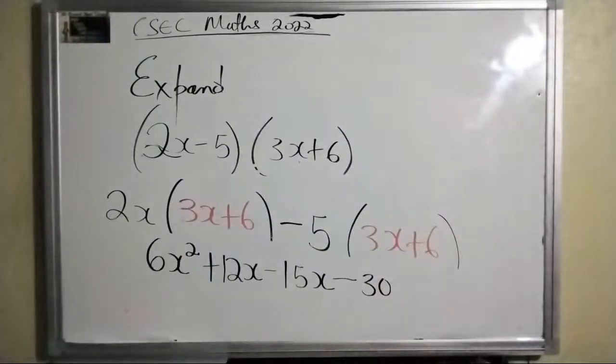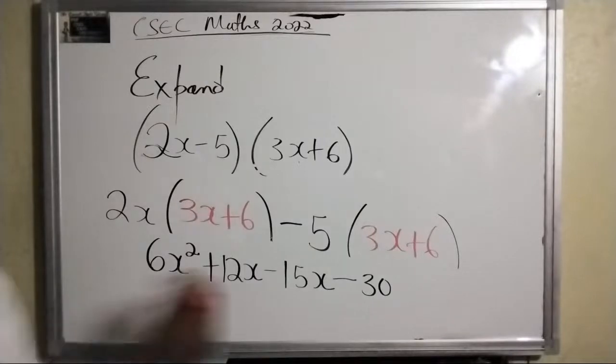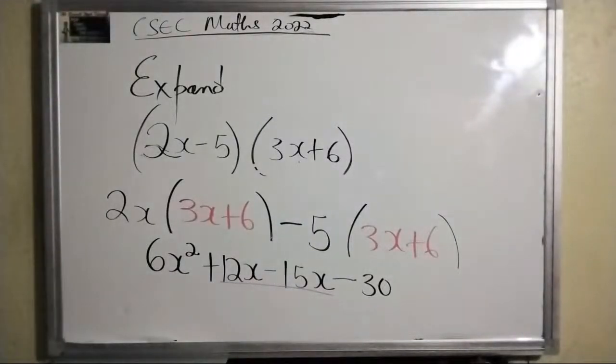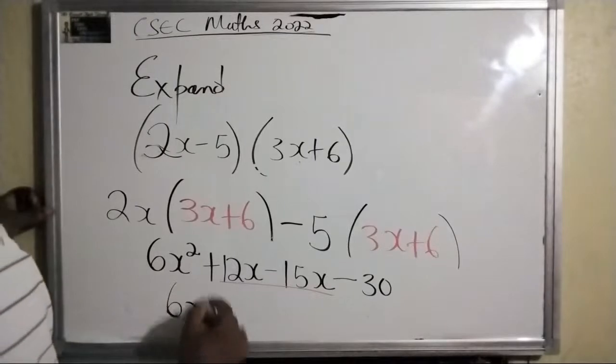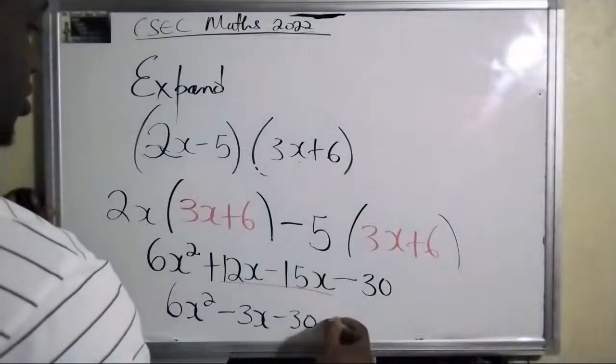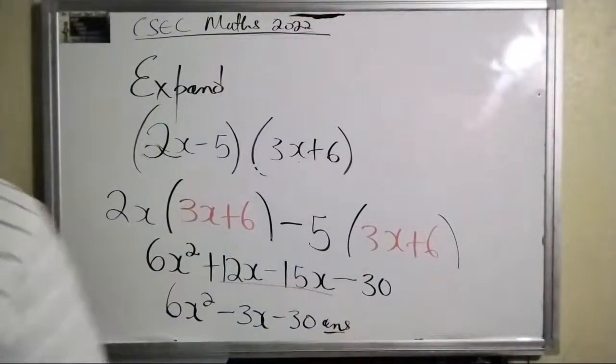Now if you look closely, we're not finished. 6x squared is a different term, but 12x and negative 15x are like terms, right? Remember, in math we can only add and subtract like terms. So these are the like terms, this is x and this is x. So it would be 6x squared minus 3x minus 30. And that would be our answer.